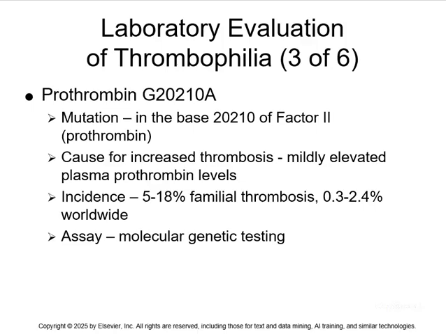Prothrombin G20210A is actually a mutation in the prothrombin itself, and it won't respond to using antithrombin. So we have an increased chance of thrombosis. The PT levels will actually be prolonged, but the best way to do it is molecular testing.